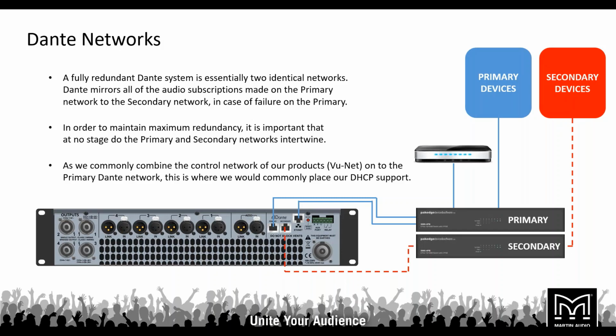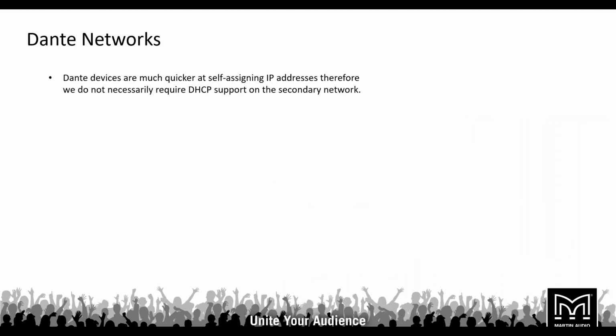I mentioned going back to DHCP as well. Because we're putting ViewNet on the same network, this is commonly where we would place our DHCP support. And given that Dante devices are much quicker at self-assigning IP addresses, we don't need to concern ourselves with having DHCP on the secondary network.